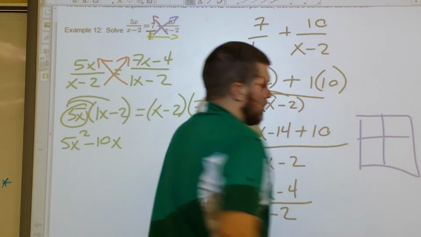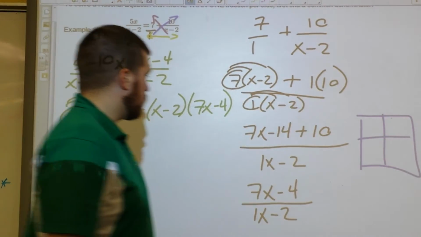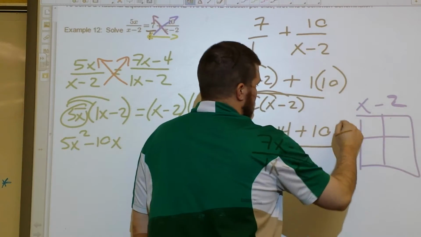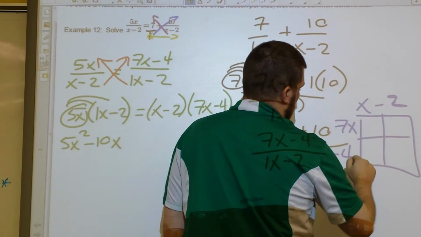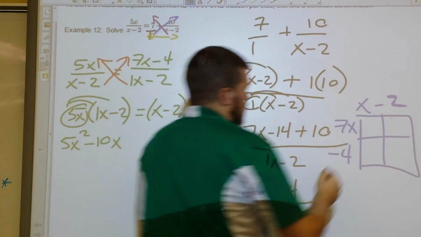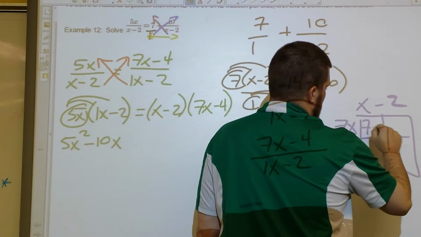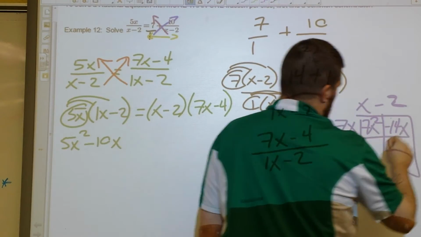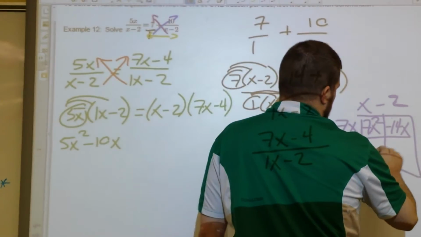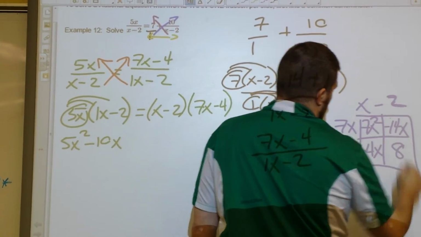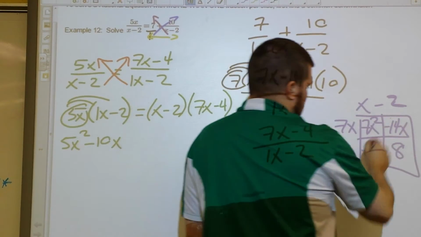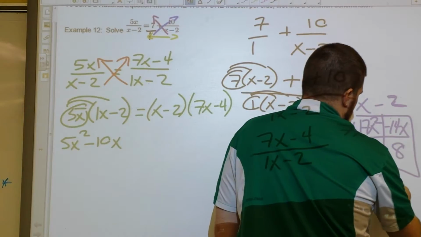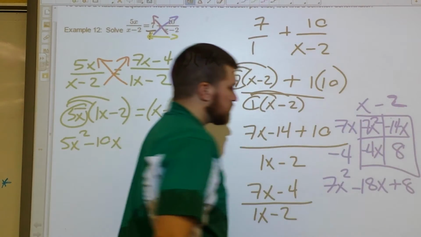Some of you like FOIL better. If you like FOIL better, then go for it. But I got x minus 2, 7x minus 4. All right, so 7x times x is 7x squared. 7x times negative 2 is negative 14x. Negative 4x. And then positive 8. So combining my terms, I have 7x squared minus 18x plus 8.